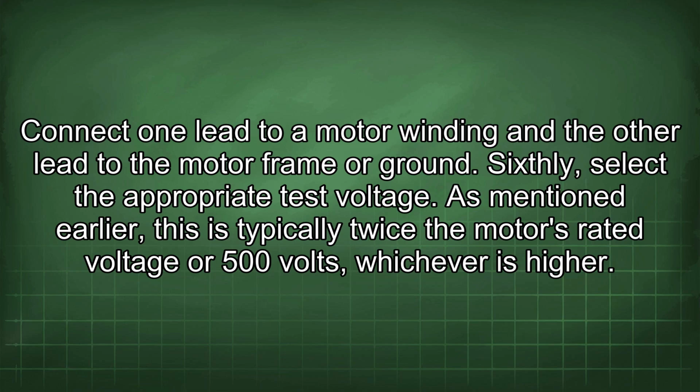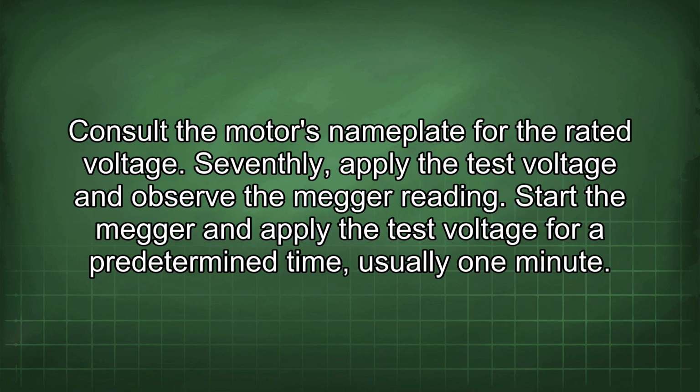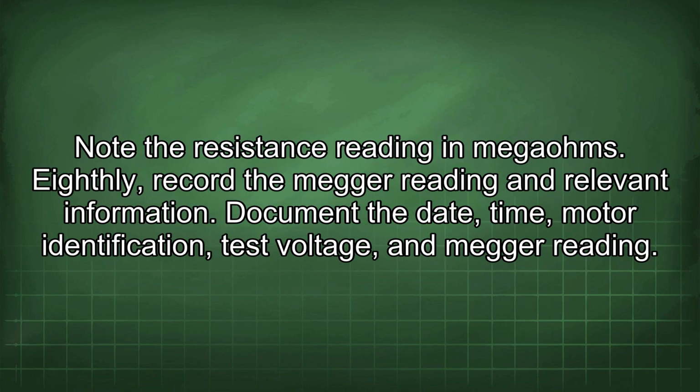Sixthly, select the appropriate test voltage. As mentioned earlier, this is typically twice the motor's rated voltage or 500 volts, whichever is higher. Consult the motor's nameplate for the rated voltage. Seventhly, apply the test voltage and observe the Megger reading. Start the Megger and apply the test voltage for a predetermined time, usually 1 minute. Note the resistance reading in megohms.